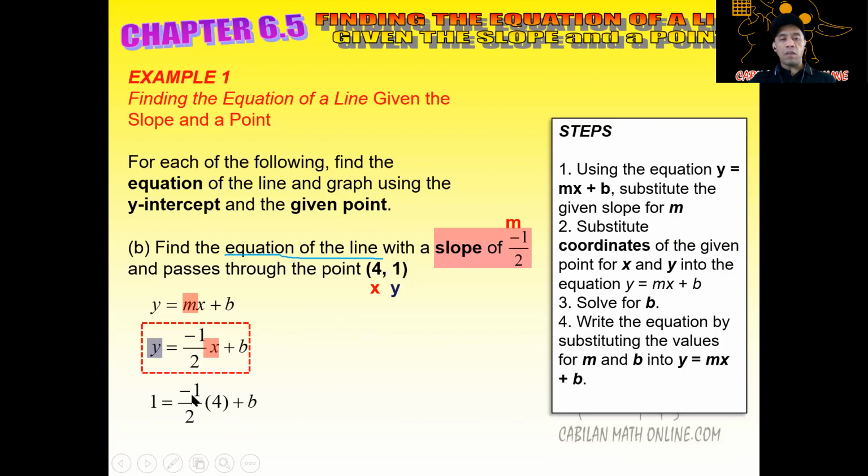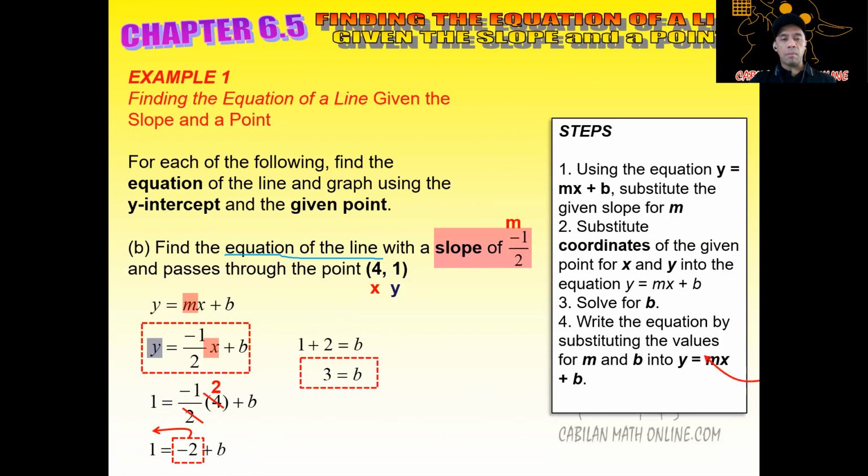Now again, this negative 1/2 times 4 here, if you simplify that with your calculator, you'll wind up getting negative 2. And for the last step here, don't forget you always leave the b exactly where it is. So all we need to do here is take this negative 2 to the other side of the equal sign, and then add itself to the 1. So what we have there will be a b value here of 3.